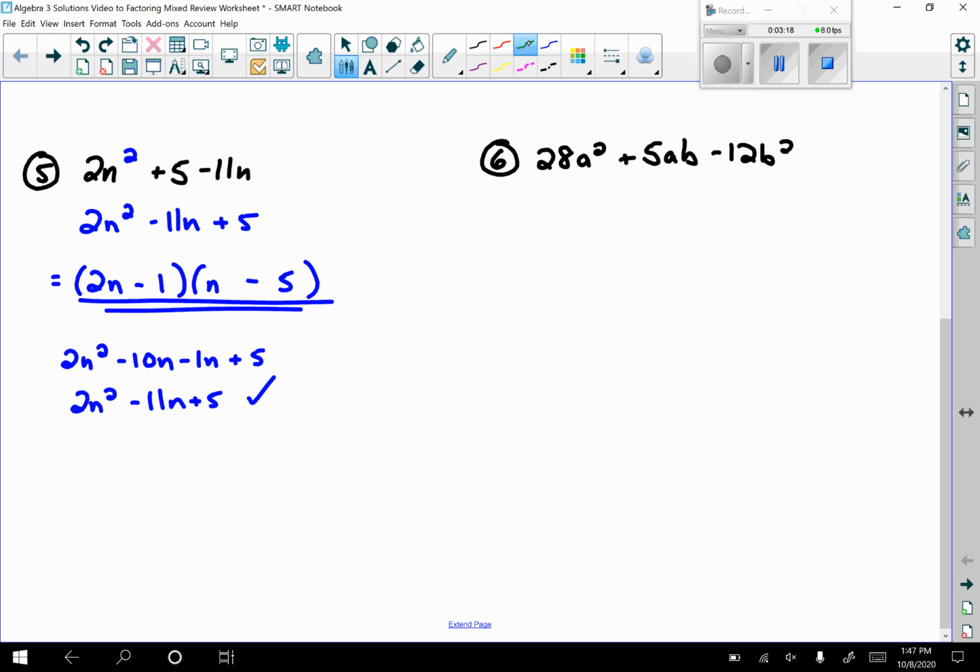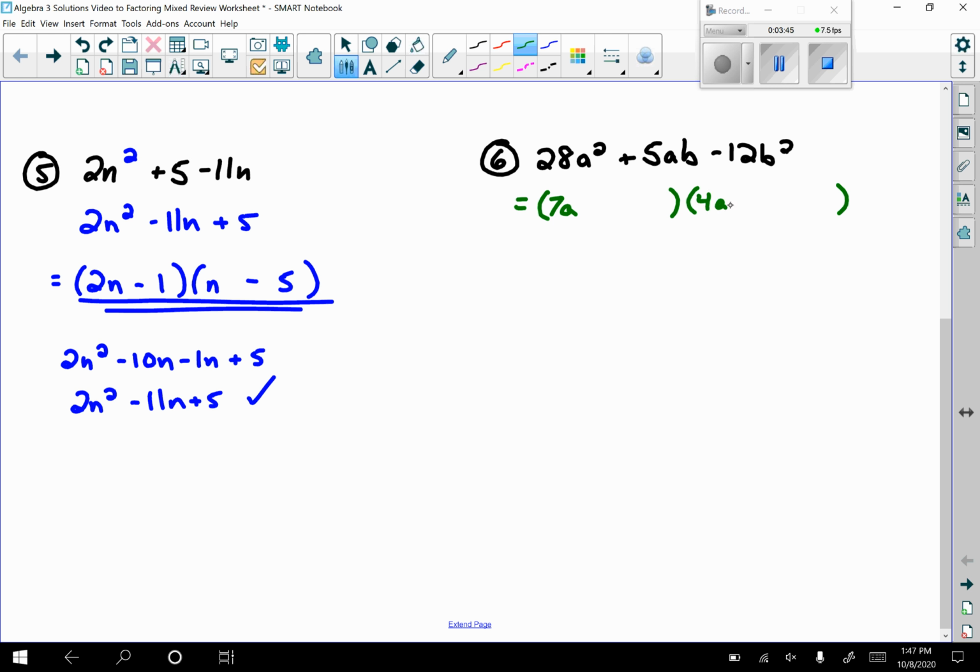All right, for number 6, there is no GCF. This is the order we want it to be in. So I am going to make 2 sets of parentheses. Now 28 has some rather large numbers, some factors, and 12 is a large number itself and has some more factors. So let's take our time going through this. I'm just going to start with some of the smaller factors. So for 28a squared, I'm going to try just a 7a and a 4a.